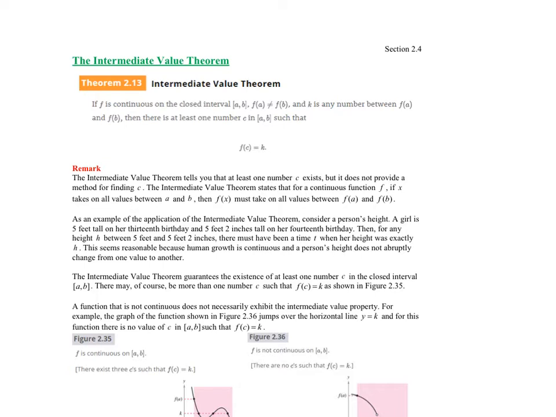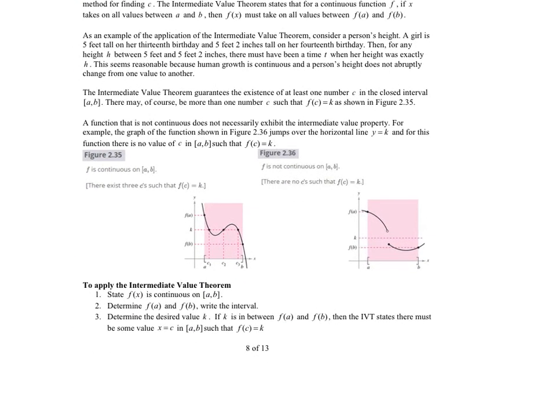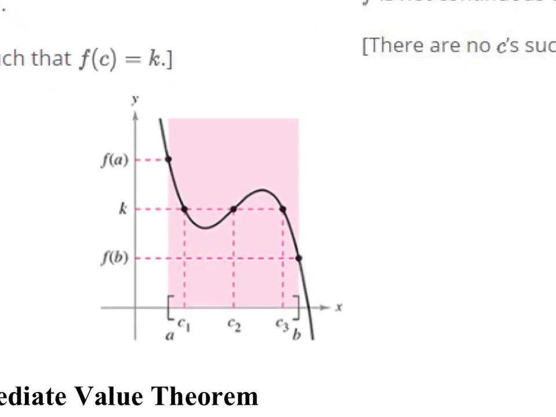It says, if f is continuous on the closed interval a to b, and f of a is not equal to f of b, and k is any number between f of a and f of b, then there is at least one number c in the interval a to b such that f of c equals k. So let me just show you what they just said right here.